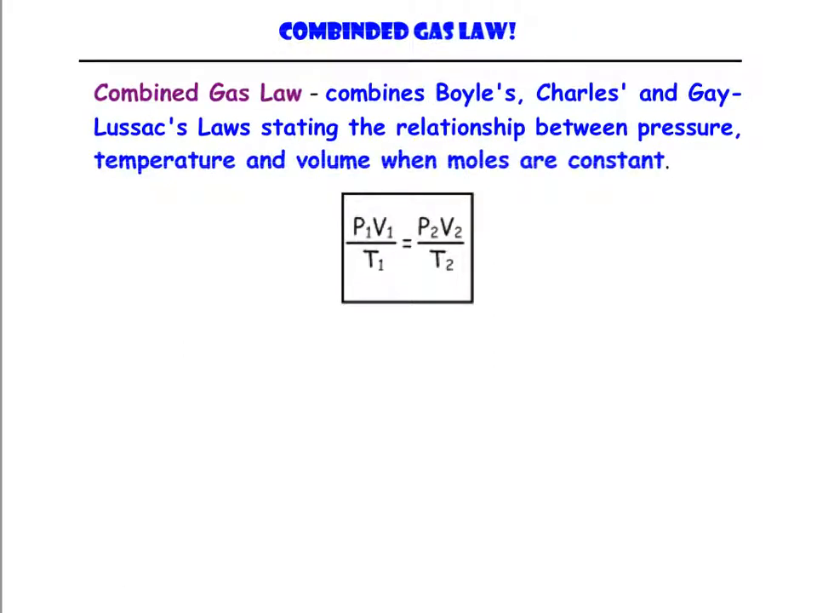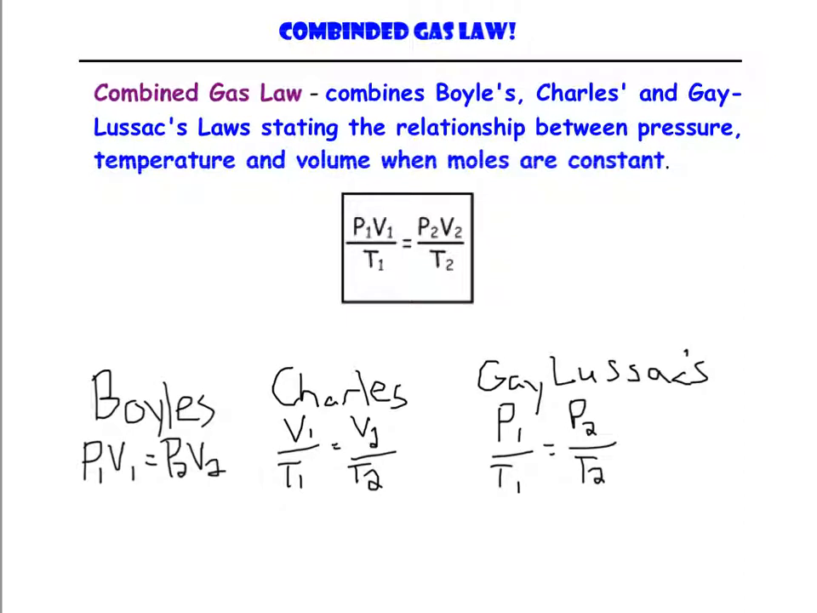And now, to make our lives easy, we just take all of these laws and combine them together. This combined gas law now just takes all three of those laws that we learned about and combines them into one. So in Boyle's law, you'll notice we have P1V1 equals P2V2, so pressure and volume are on top. Charles' law has V1 over T1 equals V2 over T2, so again, volume on top, temperature on bottom. In Gay-Lussac's, pressure is still on top, temperature is on bottom, and so it turns out we can combine all of them into this one simple equation of P1V1 divided by T1 equals P2V2 divided by T2.